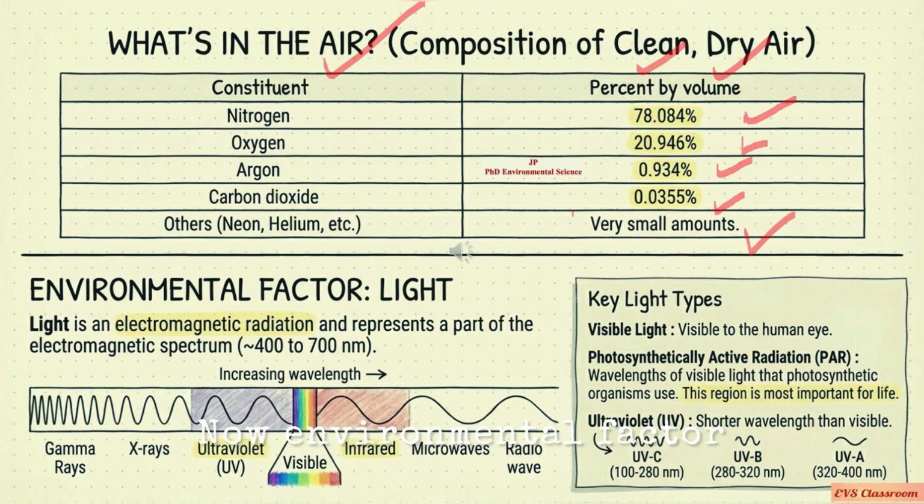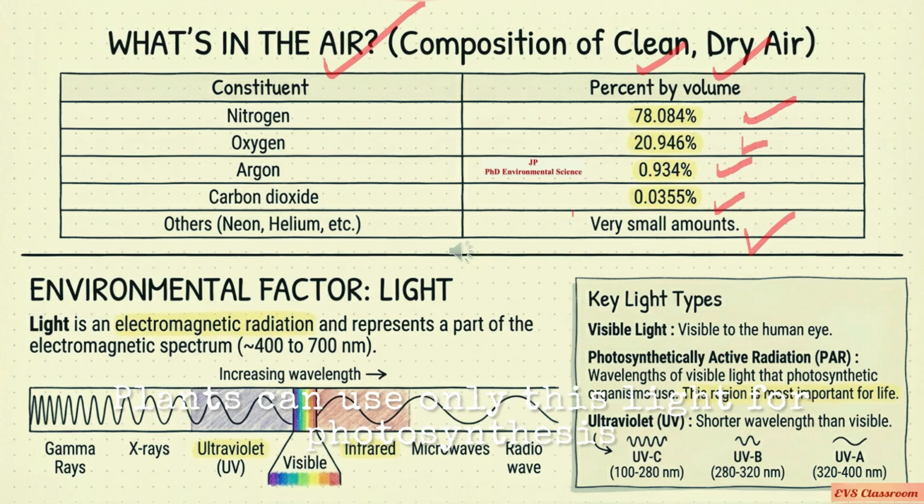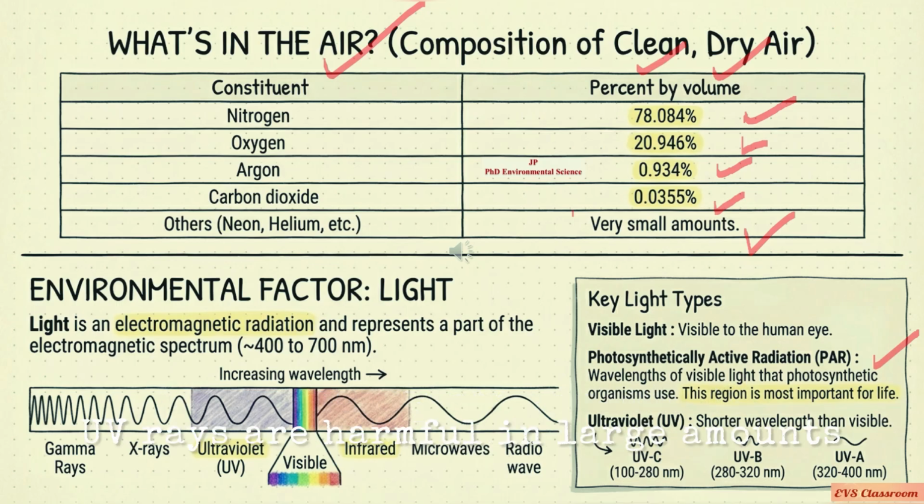Now, environmental factors. First, light. It is a form of energy that travels as waves and particles. The visible spectrum is 400 to 700 nanometers. This range is called photosynthetically active radiation. Plants can use only this light for photosynthesis. Other radiations include UV, infrared, and gamma rays. UV rays are harmful in large amounts. Gamma rays are highly energetic and harmful.